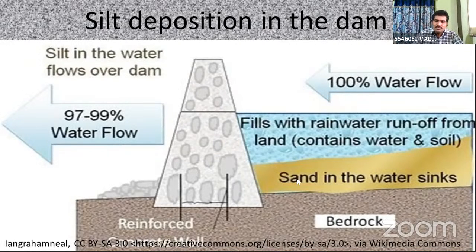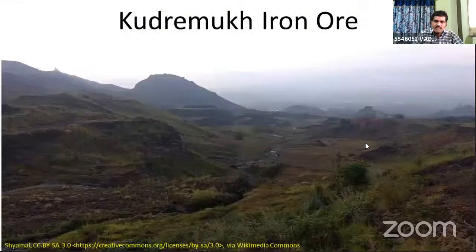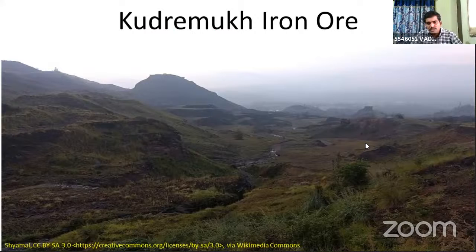Here you can observe this is sand in the water sinks. When the rainwater is coming into the reservoir, along with the rainwater, so much debris, sand and silt comes into the reservoir and is deposited there. Slowly, the capacity of the reservoir decreases because of the silt and debris. Here in the picture, you can observe how the riverbed is going up, and how the amount of water is decreasing in the reservoir. Like that, silt is depositing in the reservoirs. That's why the Tungabhadra dam is losing its capacity day by day.